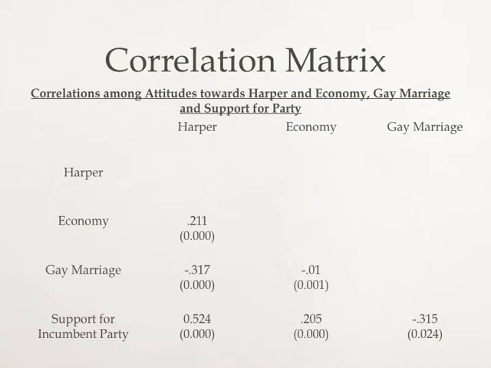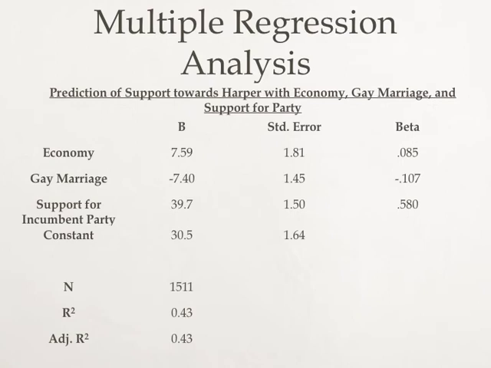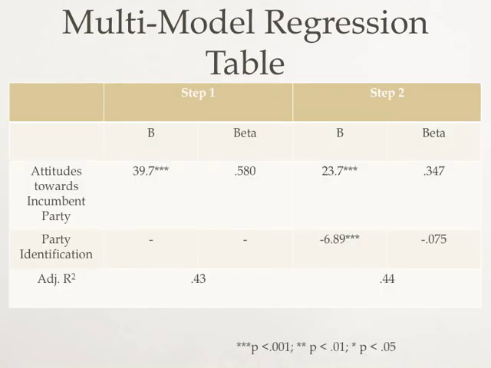A multiple regression analysis was also conducted, and it also indicated that the support for incumbent party variable was the one with the strongest influence, providing a beta of 0.580. And the R-squared in this multiple regression analysis was 0.43, which is worryingly high, but it defines the strength of this relationship. A multimodal regression was also conducted.